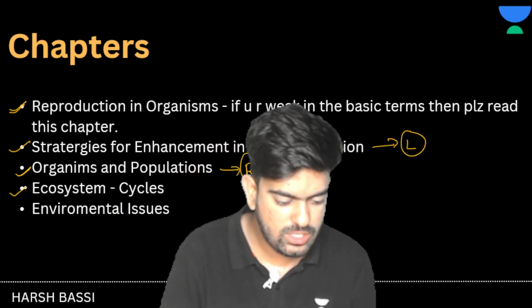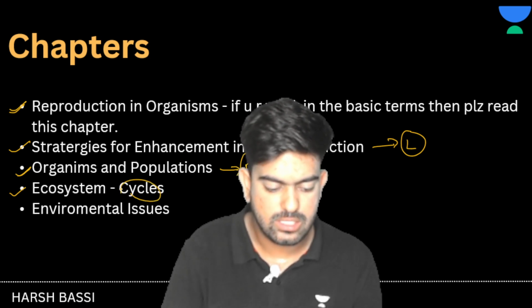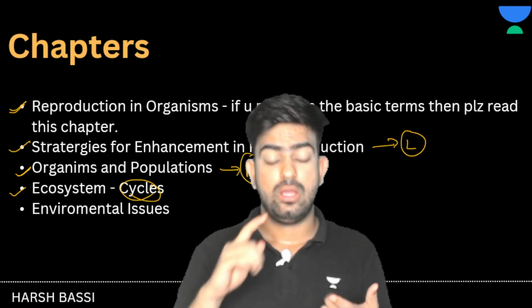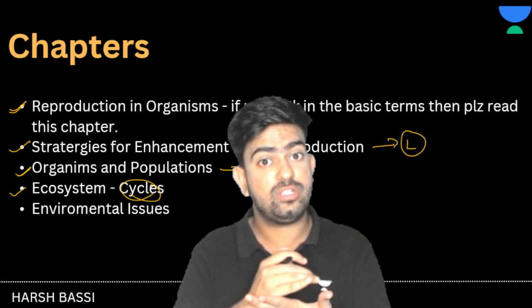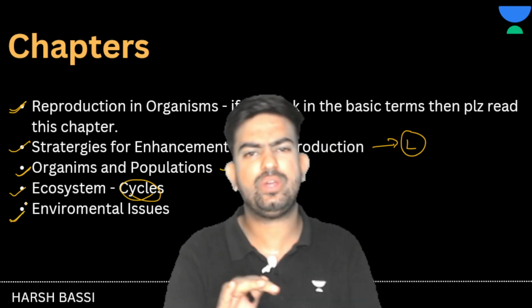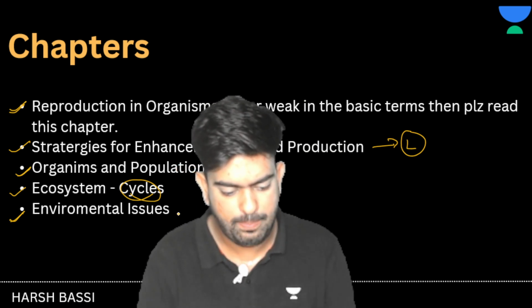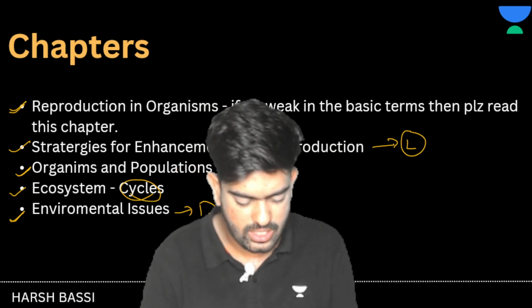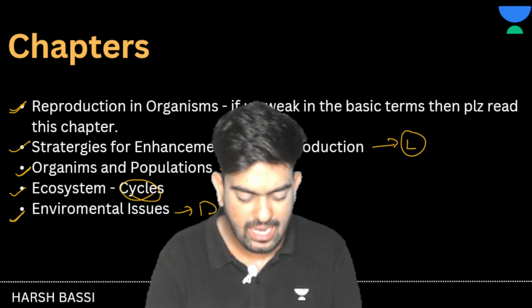Then we have ecosystem. In this, do all the cycles: nitrogen cycle, phosphorus cycle, do those cycles. And then we have environmental issues. You can do this in December. So this chapter we can do in December. So here is the list.